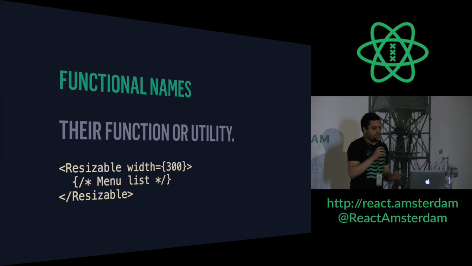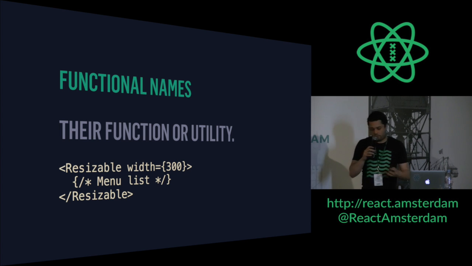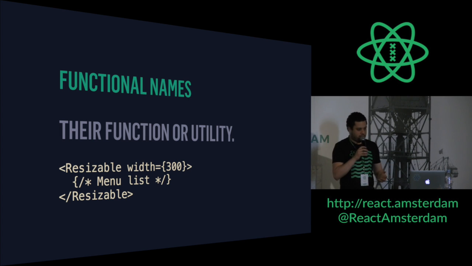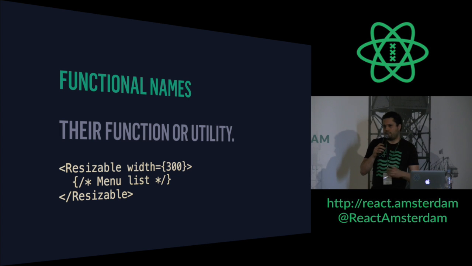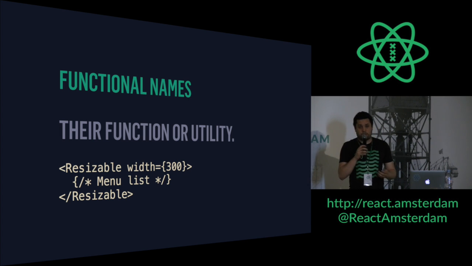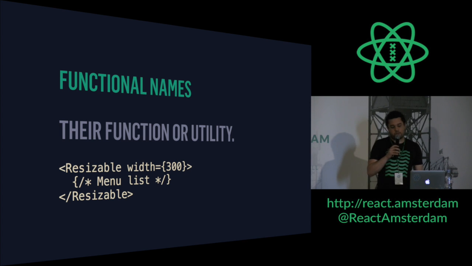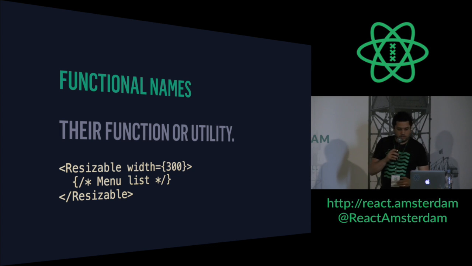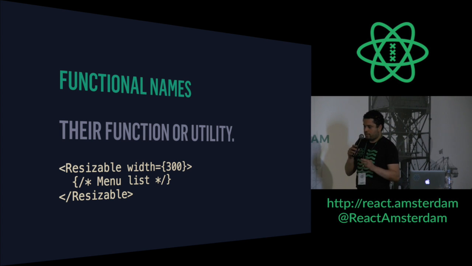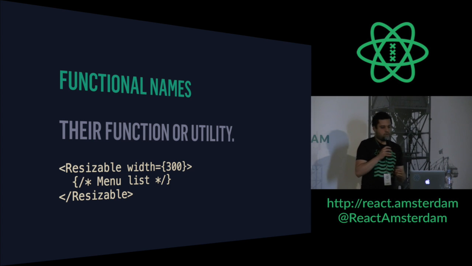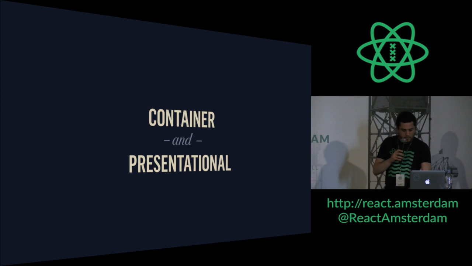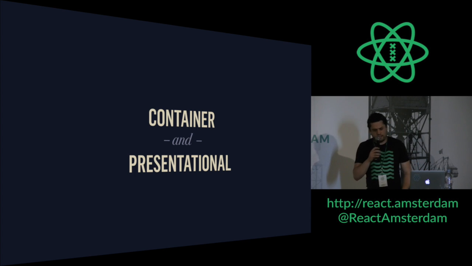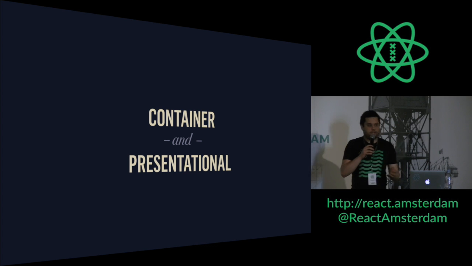Then finally the last one is the functional names, is their function or meaning or utility. Let's say you have a resizable component, or maybe you have a flexbox component, or I don't know, a grid component. So these three categories help me when I need to come up with namings. And then I think it is also important to understand the difference between container components and presentational components.